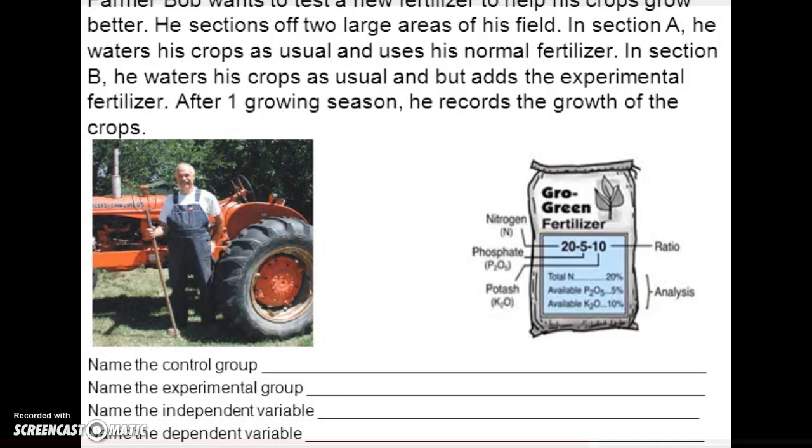Okay, so identifying the control group. Remember, the control group is the normal. And in this case, the normal section of crops is section A. Remember, the experimental group is something that we've changed. We've done something different to the experimental group, and that would be section B of the farmer's crops.